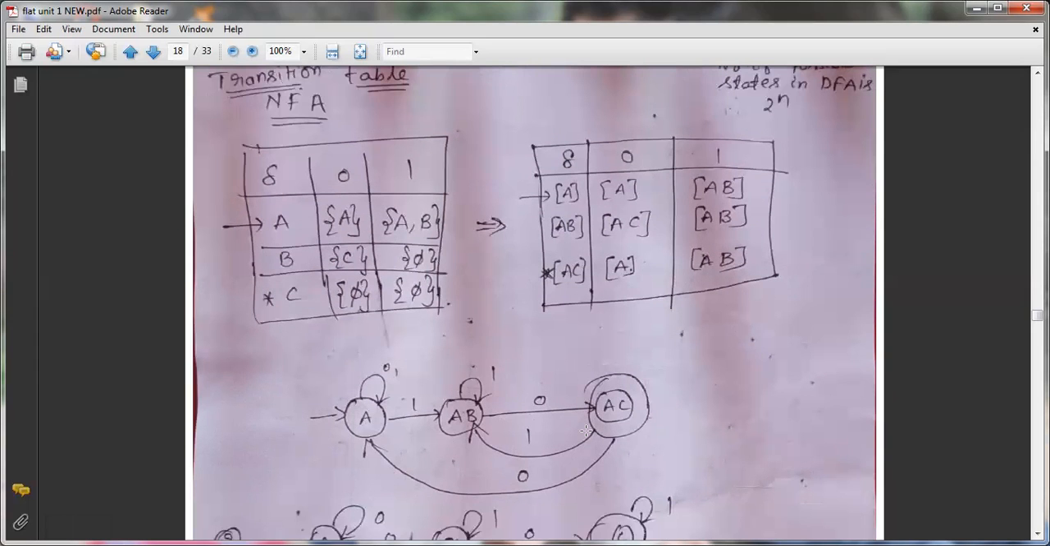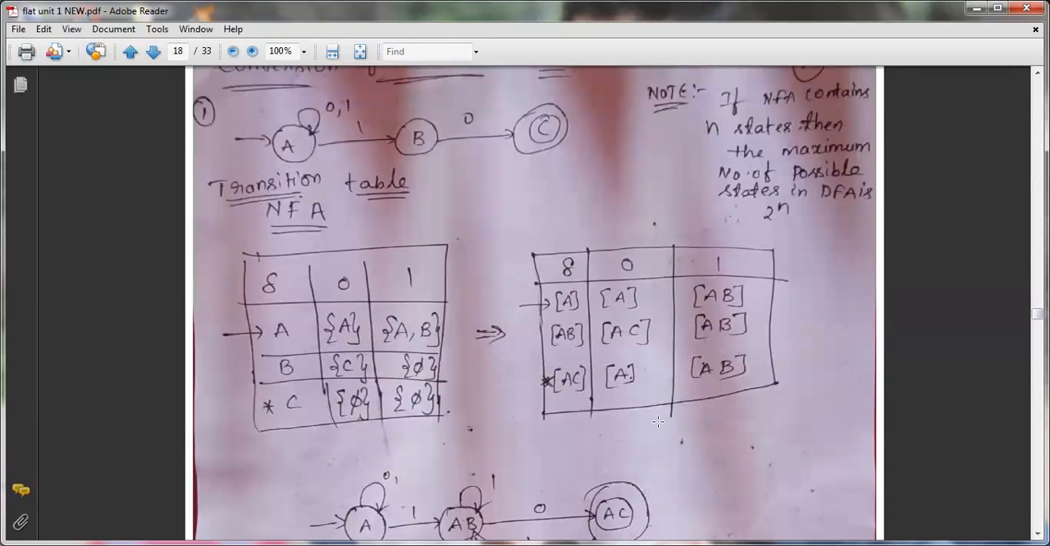So now, is it a DFA or not? Yes, it is a DFA. So what is the note we are having in the conversion of NFA to DFA? If the NFA contains n number of states, then the maximum number of possible states in the DFA will be 2 power n. So if the NFA is having 3 states, it is not compulsory that the DFA should also have only 3 states. It can have up to 2 power n states. That means in this example, if the NFA is having 3 states, in the DFA you can have up to 2 power 3, that is 8 states. Okay.